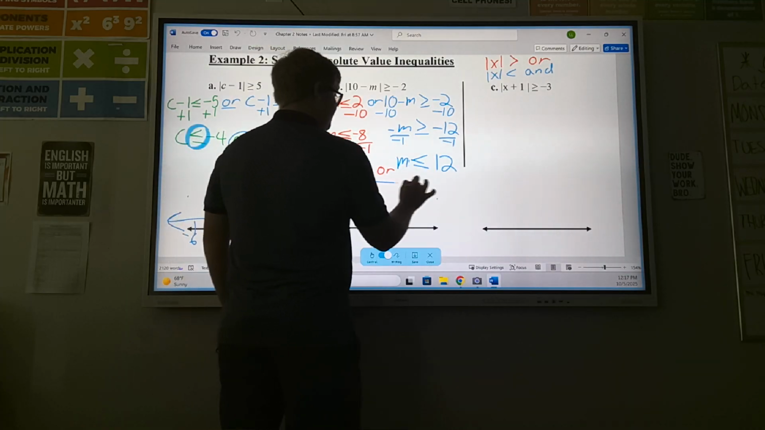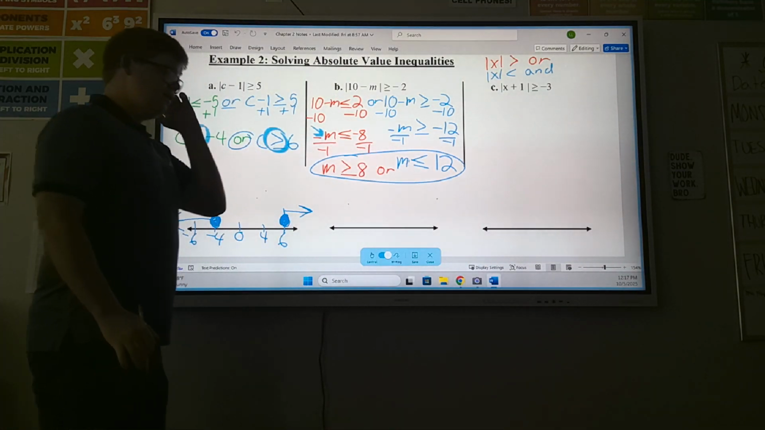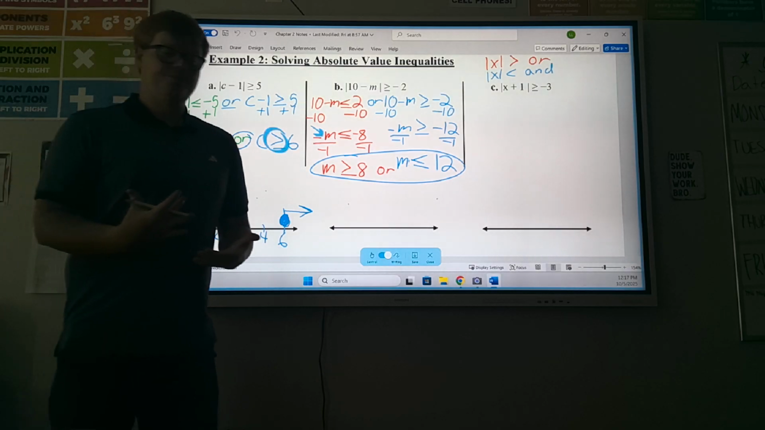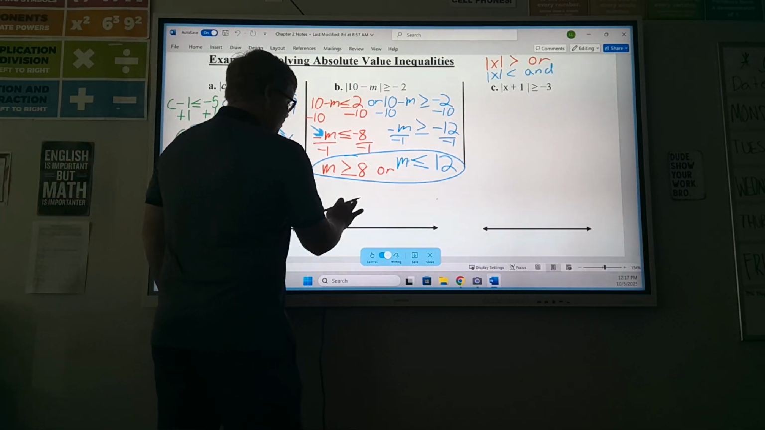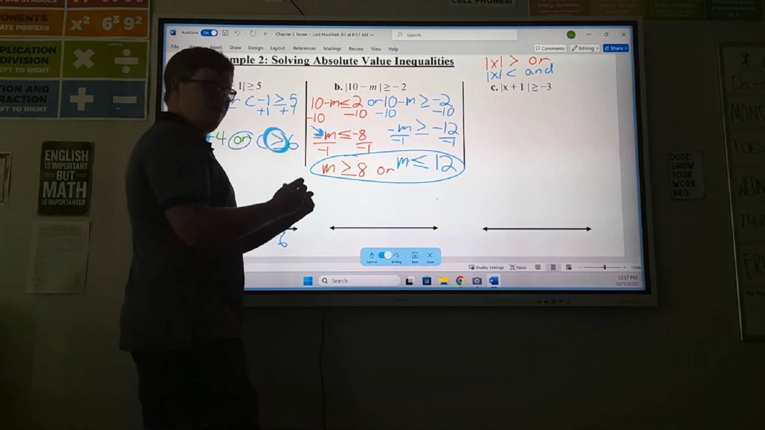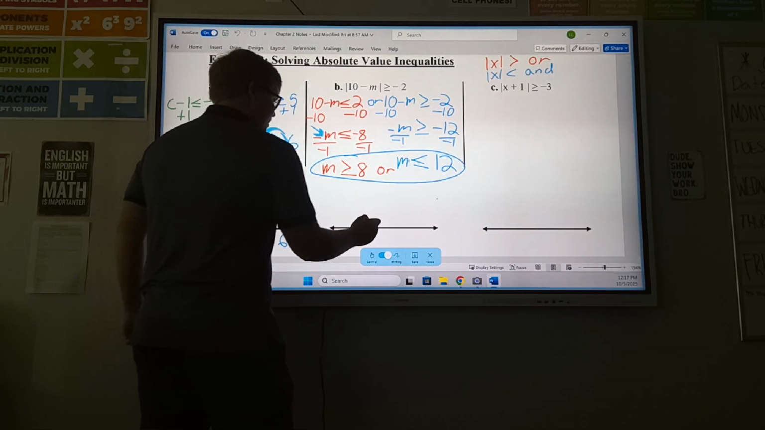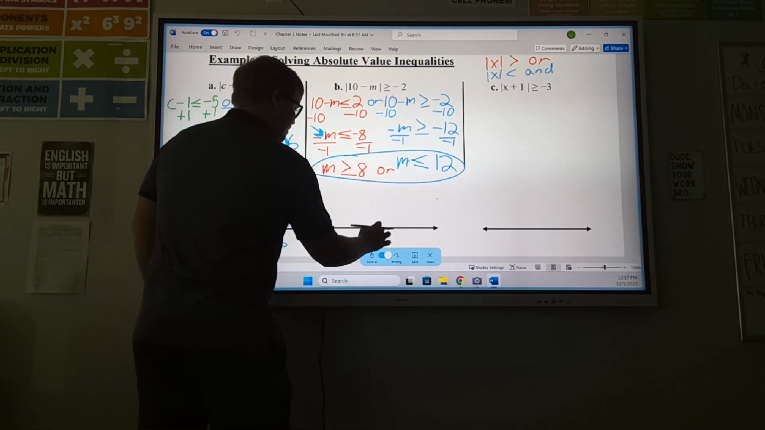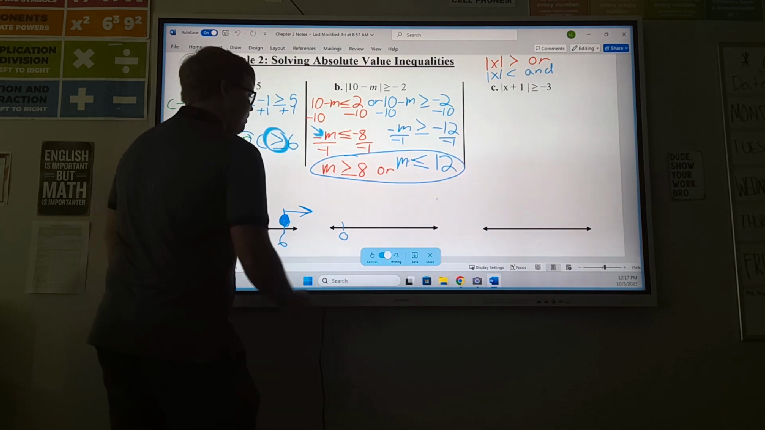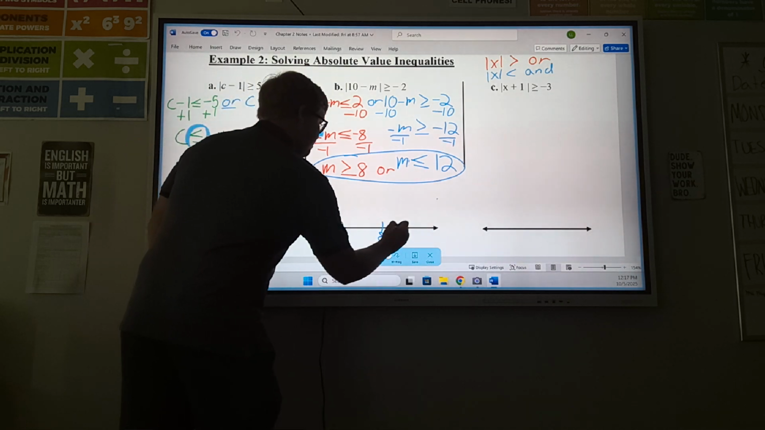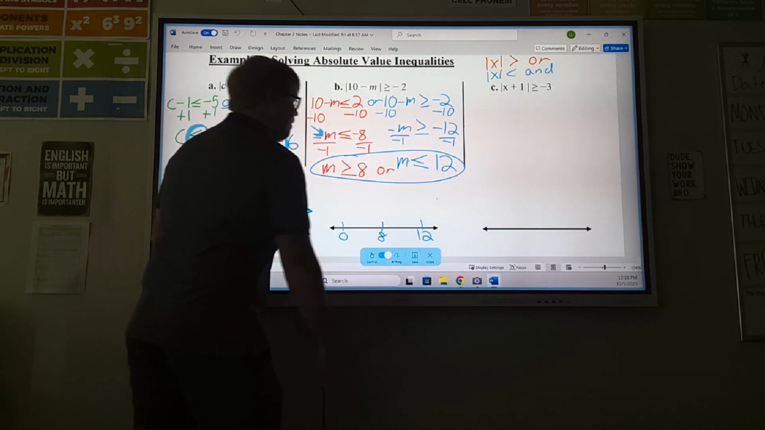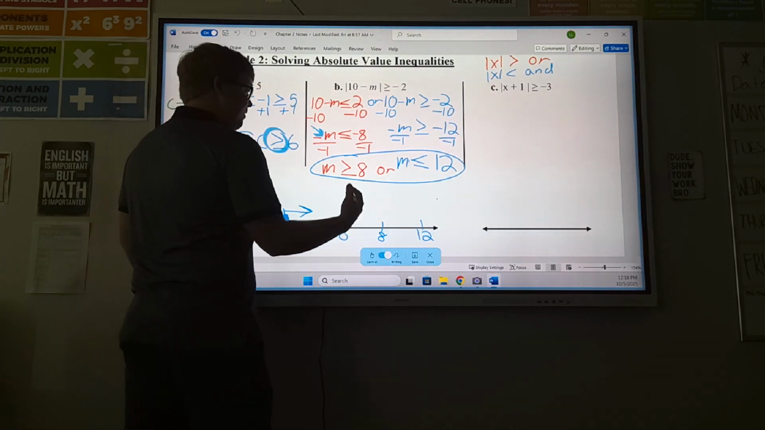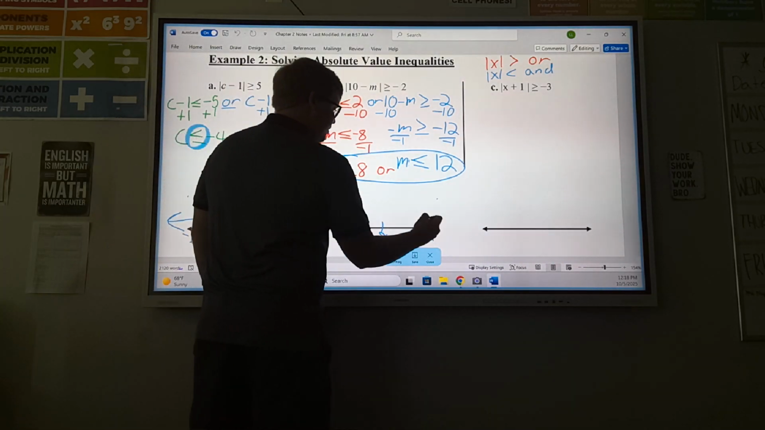Okay, so here's our answer. And we've talked about our graphs before. We know an OR graph needs to be separate. They need to go apart from each other, right? So if we were to graph it, I'm going to put my 0 over here. We'll put our 8 here, our 12 here. Let's graph the 12 first. Closed circle on 12.